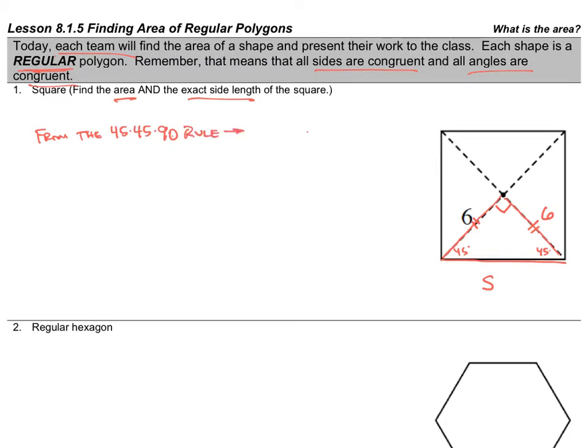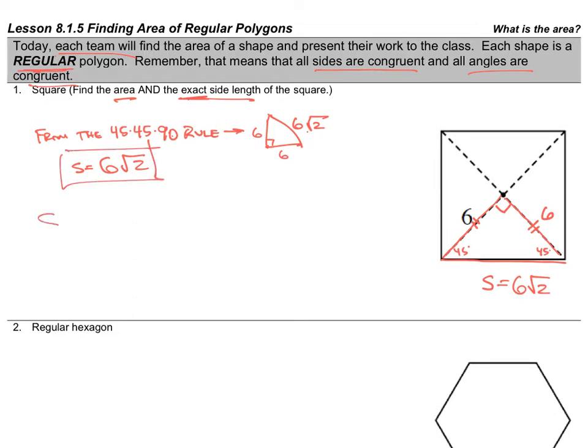From the 45, 45, 90 rule, I know that if I have a triangle that meets those criteria, the hypotenuse is going to be the leg times root 2. So that means this is 6 times root 2. Side length, 6 times root 2, and that is the exact side length.